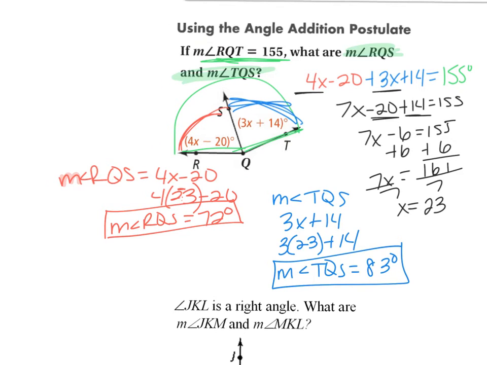All right, and now here's a quick way to check our work. If the red angle is 72 and the blue angle is 83 and the whole green angle, the two together, is 155, we should be able to add them together and get 155. So it should be 72 plus 83 equals 155. And yes, it does work. So 155 equals 155, so check, that works.